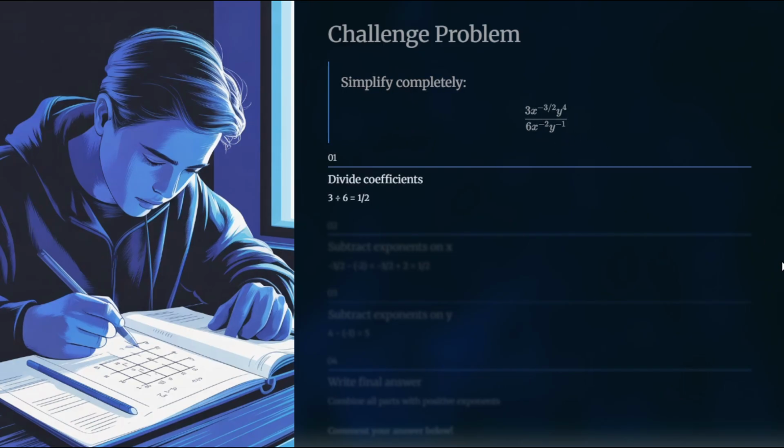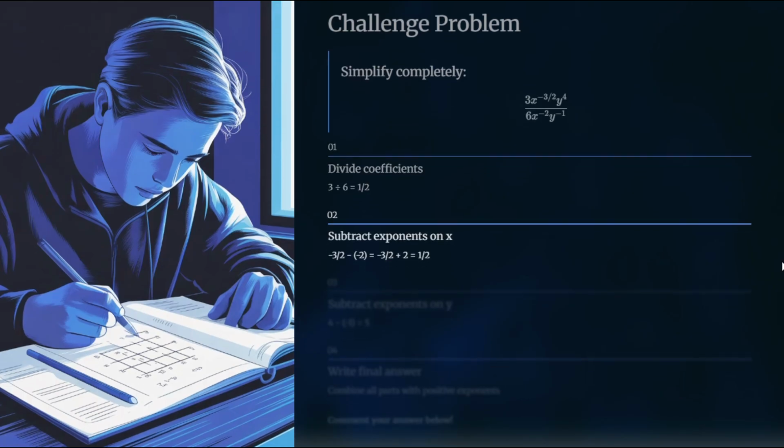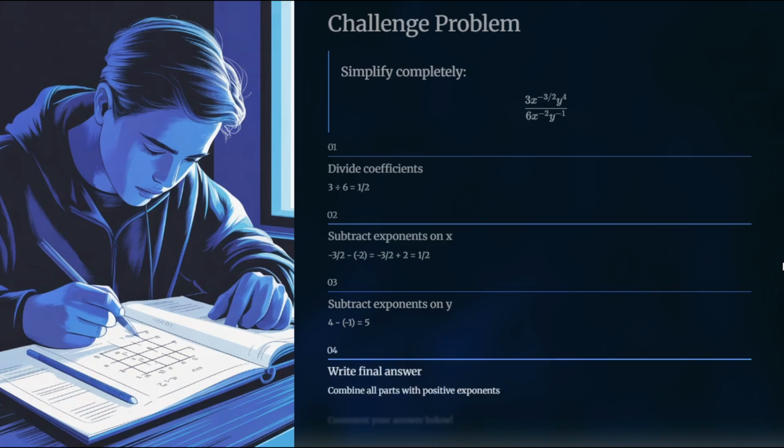So first you'll need to divide the coefficients. 3 divided by 6 is 1/2. You'll need to subtract the exponents on x because we have the x variable in the numerator and in the denominator. You'll need to do the same for the y variable because we have the y variable in the numerator and in the denominator. And then simplify and write your final answer using positive exponents.